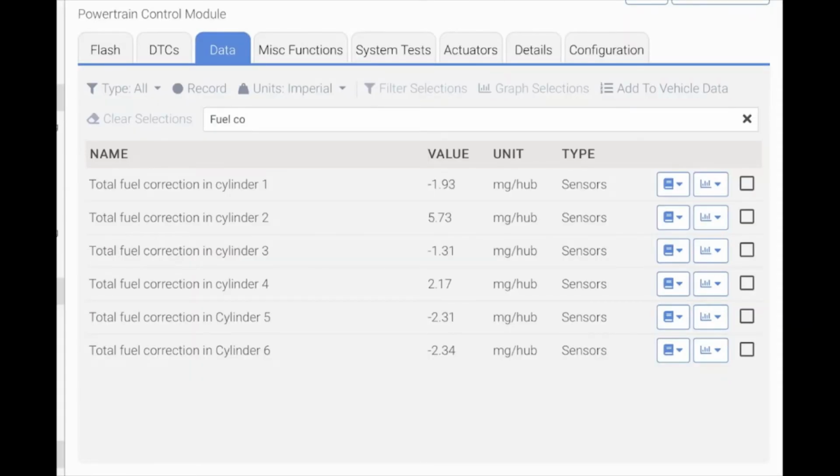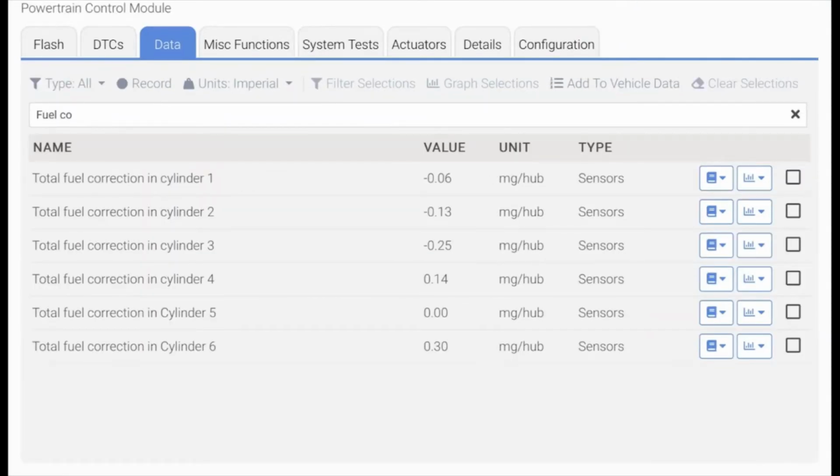Real quick, this picture was showing you an extreme example of fuel correction. This is a brand new engine right here at 50,000 miles, got replaced, and the fuel correction numbers are great, so that's really what you're shooting for.